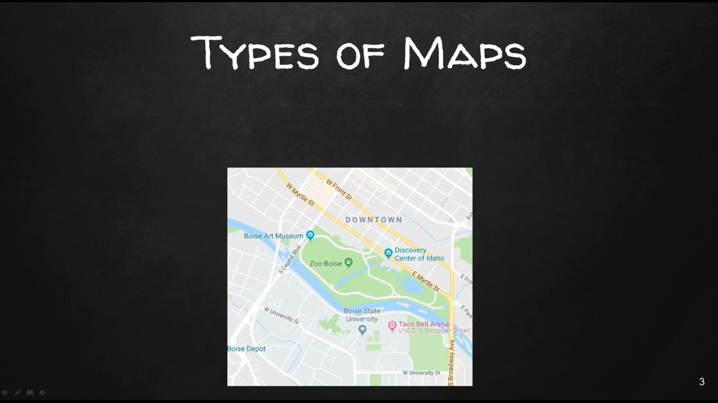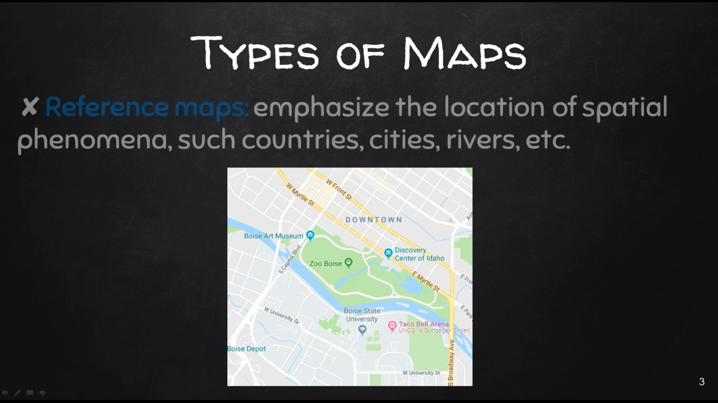So maps fall into two categories. Reference maps emphasize the location of spatial phenomena such as counties, cities, rivers, etc. Chances are the maps that you use most in your life are reference maps, street maps, for example, Google Maps, that help you see where things are. Other common reference maps emphasize physical landscapes. Think of topographic maps or maps of a national park.